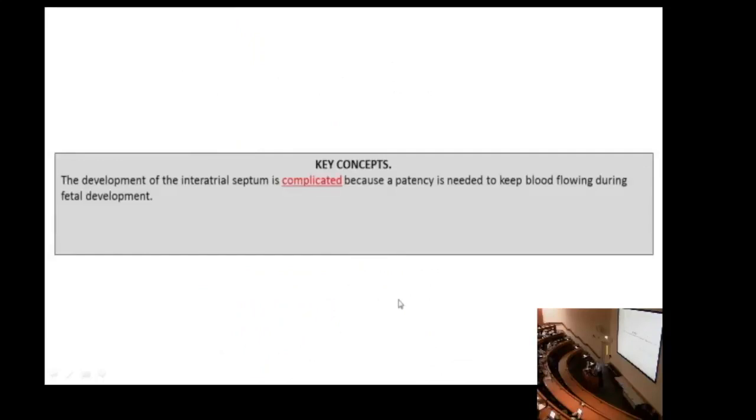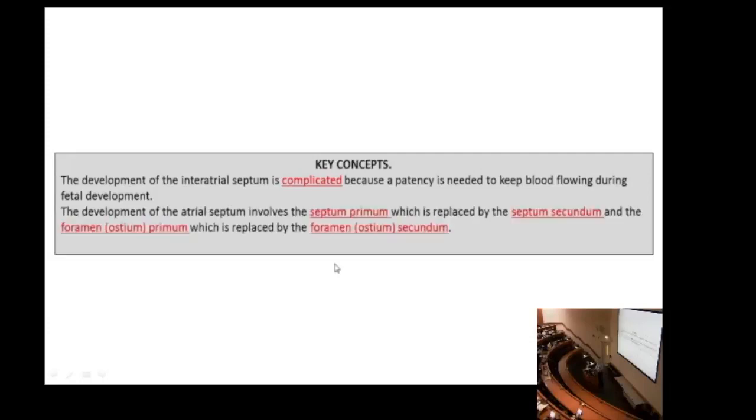Another key concept has to do now with separating the atria and the ventricles. The ventricles are very simple. The atria are not. They're complicated, and they're complicated for this reason. You don't use your lungs when you're in utero. You use your mother's lungs. And so the blood flow has to take that into account.